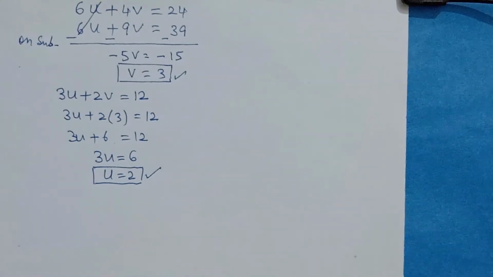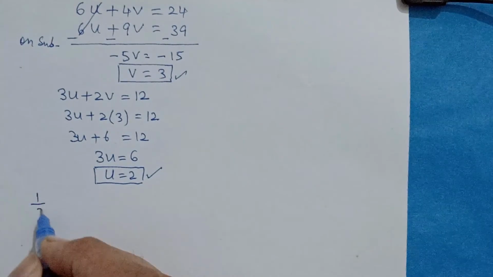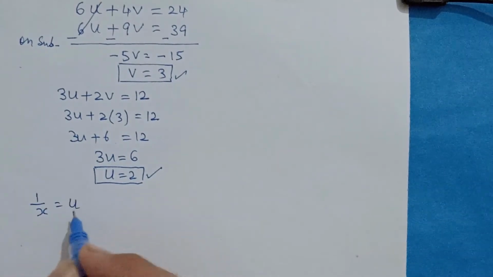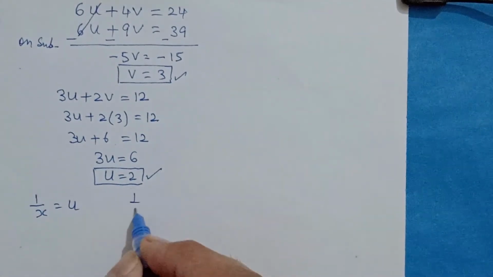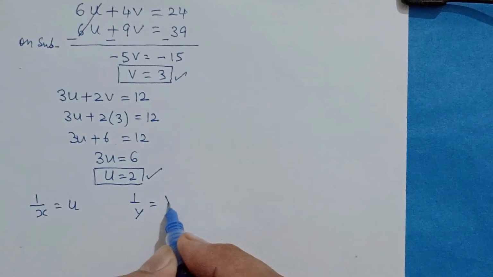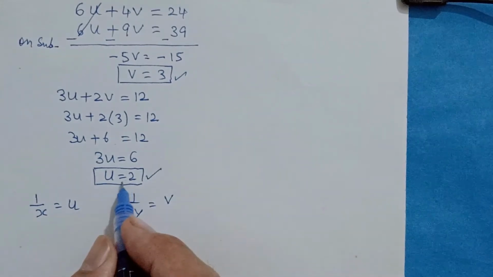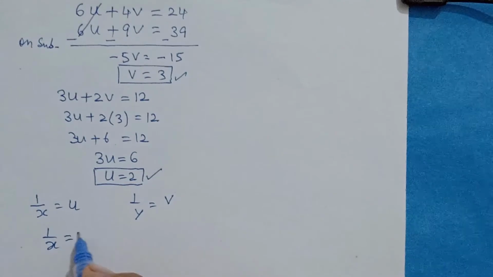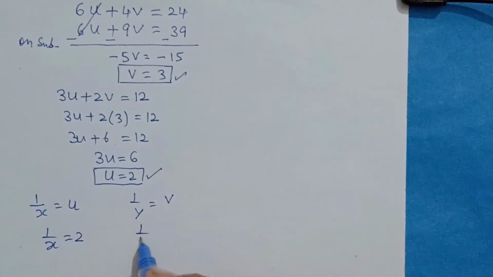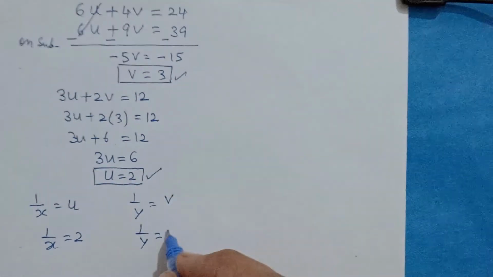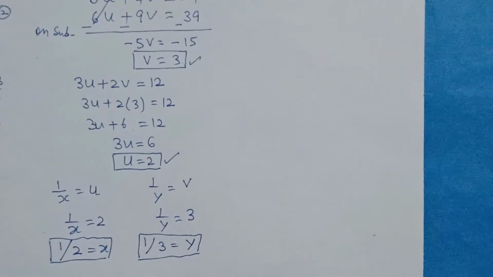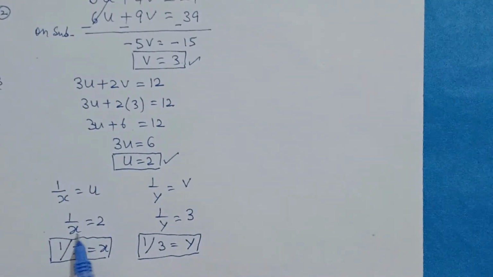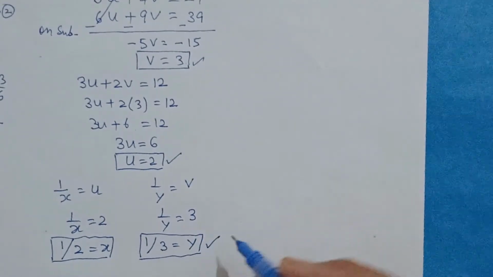But we have to find the value of x and y. So in the starting, 1 upon x is equal to u assumed by us and 1 upon y is equal to v. Now replace this u by 2. So 1 upon x is equal to 2 and 1 upon y is equal to v, the value of v is 3. Now cross multiply and get the values of x and y. So x is equal to 1 by 2 and y is equal to 1 by 3. This is the answer.